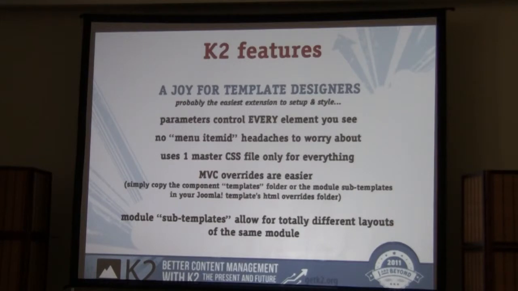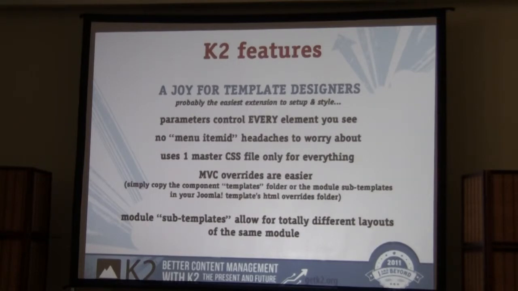K2 also solves one problem that has plagued Joomla for many years. It's the so-called menu item ID headache. When you're viewing an article and you have a link, let's say a Joomla article, not K2, and a link to the category of this article, if you click on that link, you'll move to the category page, and this page will inherit the menu item ID, as we say, from the previous page.